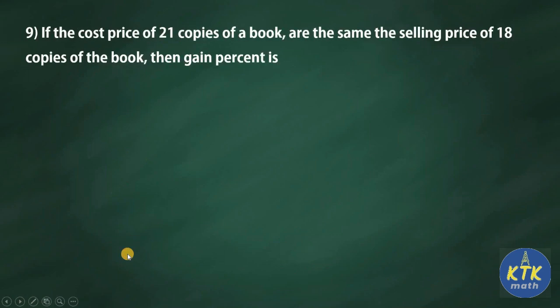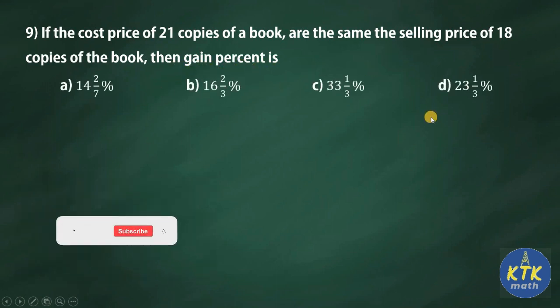If the cost price of 21 copies of a book is the same as the selling price of 18 copies of the book, then find the gain percent. So nothing is given. Again this question moves us to the cost price and selling price concept. We don't have a cost price, we don't have a selling price. The only clue they gave is that the cost price of 21 copies of the book is equal to the selling price of 18 books. So obviously we are getting profit there. Therefore they are asking gain percent. The options are given in terms of mixed fractions only.